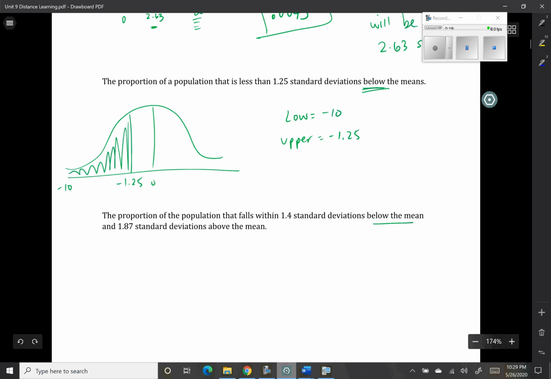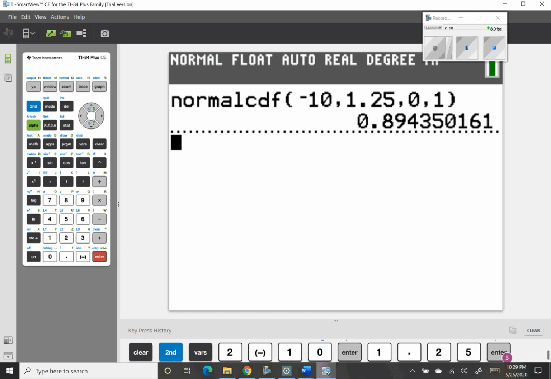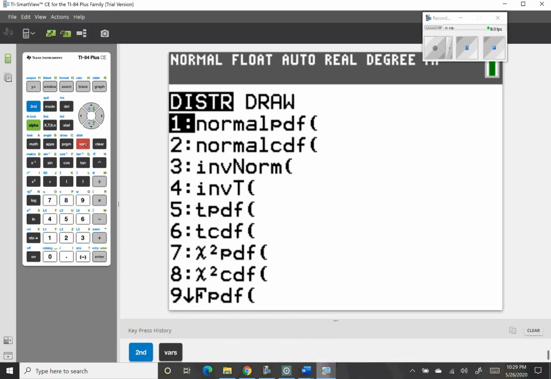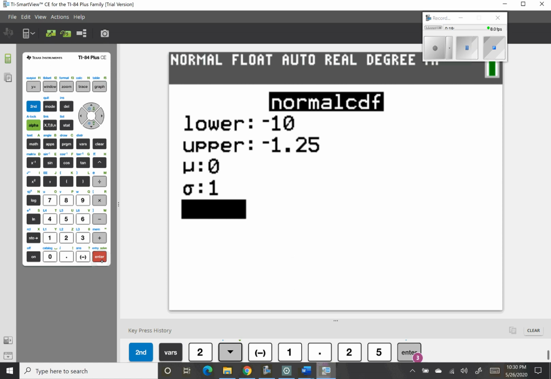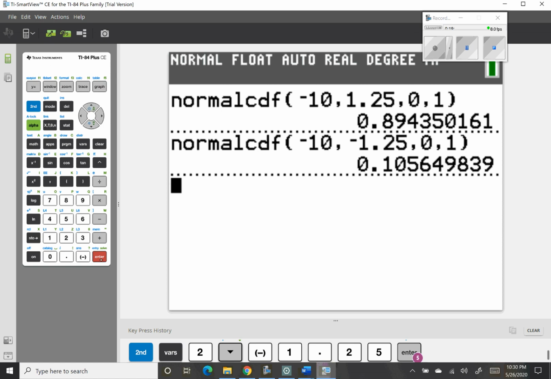So seeing that one word there, that messed me up. I apologize for that. So let's go back to our calculator and fix this up, right? So if we go second, distribution, option 2, make that upper number -1.25. Go down to paste, we'll fix this up, and there we go. That seems a little bit better.